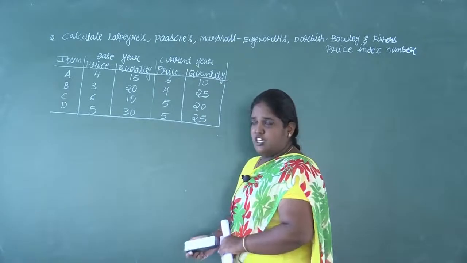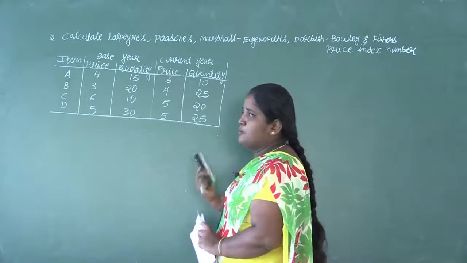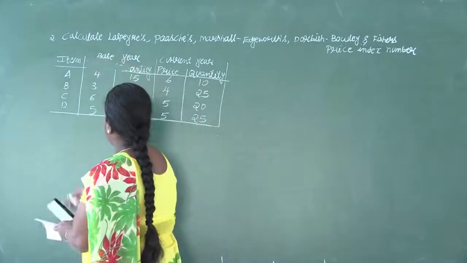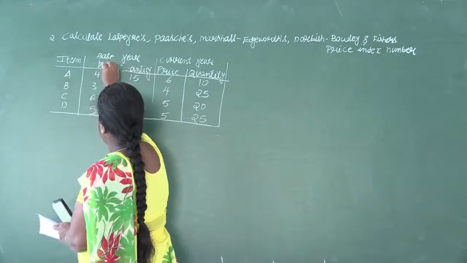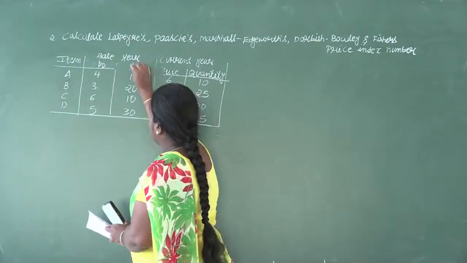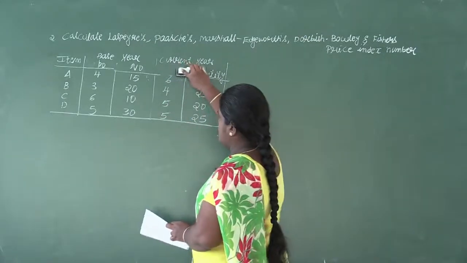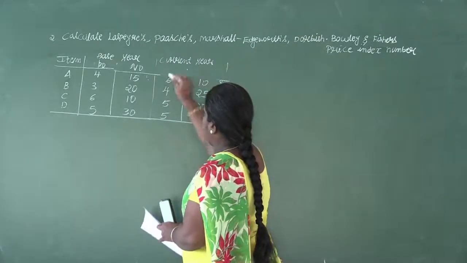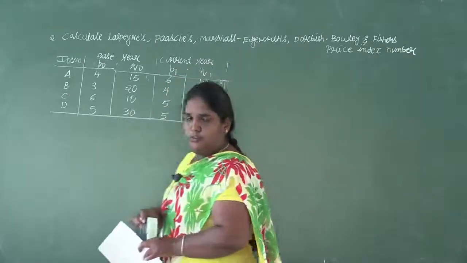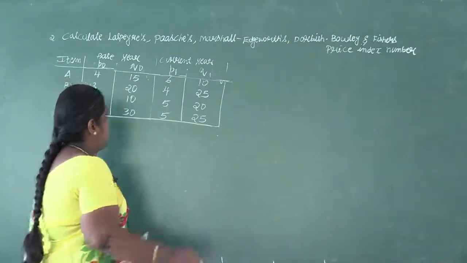Items are given up to D, then base year price and quantity are given, and current year price and quantity are given. So what is base year price denoted by? It is P0. Then base year quantity is denoted by Q0. Current year price is denoted by P1 and current year quantity is denoted by Q1. Now we have to multiply the price and the quantities, all the combinations of price and the quantities.